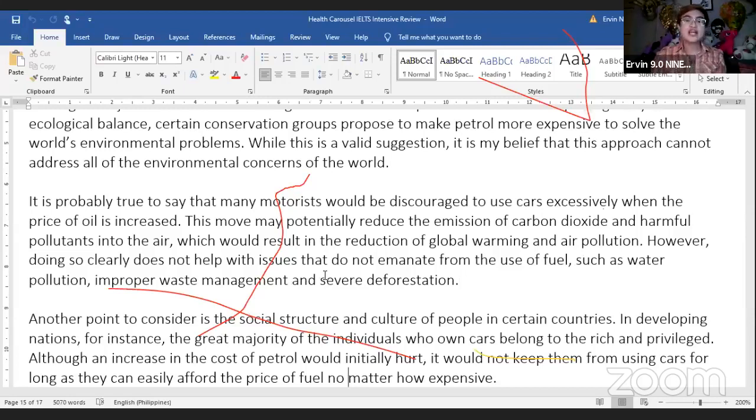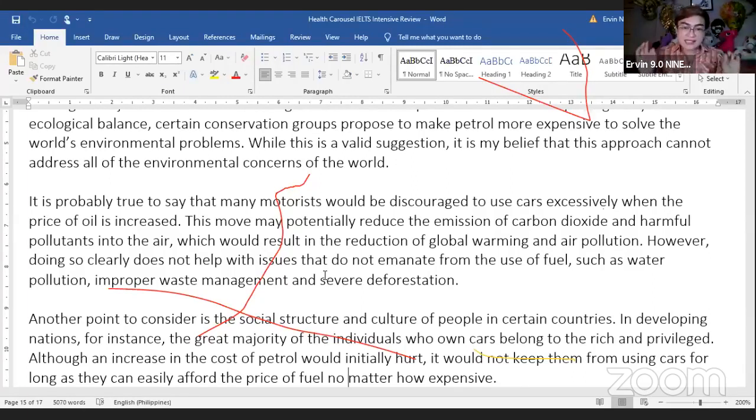Let's continue. Result in the reduction of global warming and air pollution. Class, will you please tell me, what's global warming? What's air pollution? They are examples of what? What do we call global warming and air pollution? They are examples of? Answer. Okay. They are examples of environmental concerns, environmental challenges, environmental problems.